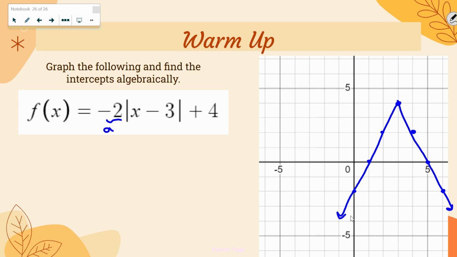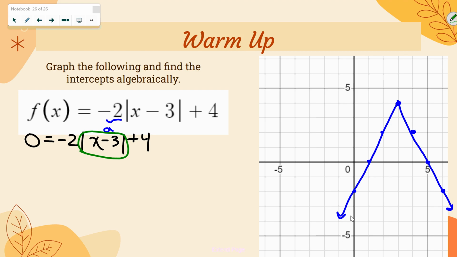How can I find my x-intercept? How do I find an x-intercept algebraically, Jaden? Plug in 0 for f of x. Great job. 0 is my y value, or f of x, like Jaden said. So I'll have 0 equals -2 times the absolute value of x minus 3, plus 4. And now I want to isolate the absolute value. So today we're going to do all solving. So if you have a different colored pen or highlighter, highlight that absolute value or circle it with a different colored pen. This is what I want to isolate.